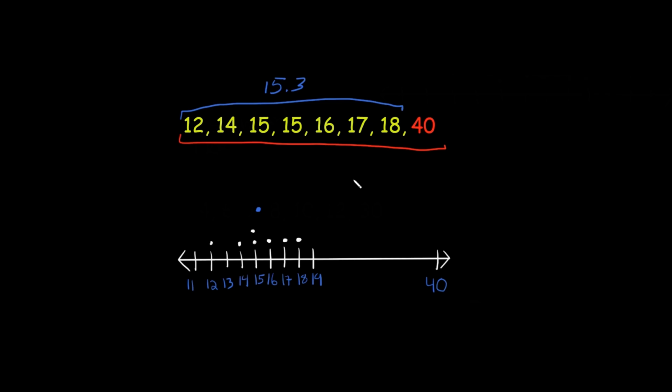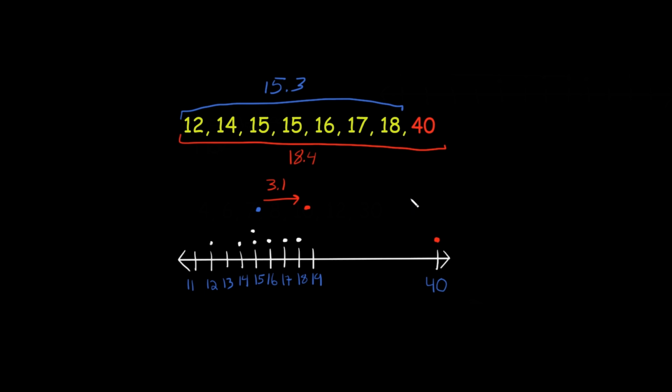So if we were to add 40 into the data set, however, this would change the mean pretty drastically, which you will see. So if we were to sum all of these up and then divide by 8, because once again there are 8 data points instead of 7, we would get 18.4, which would move our mean all the way about here, which moves our mean 3.1 in the positive direction.